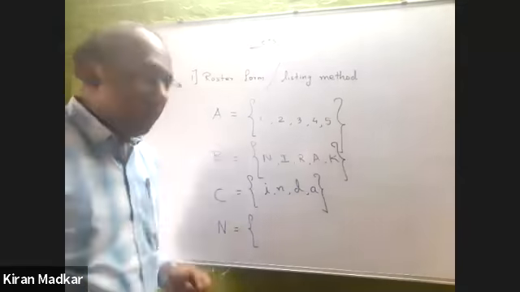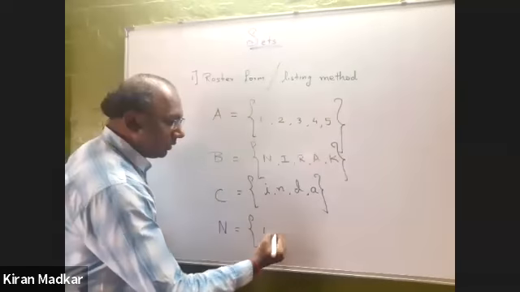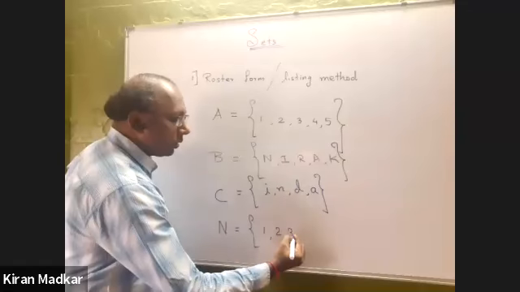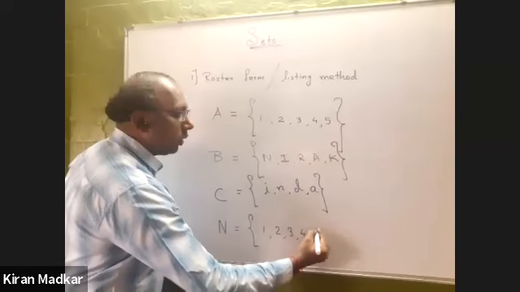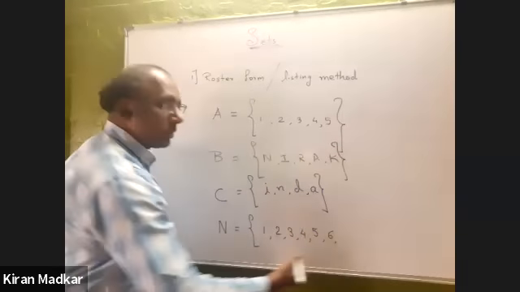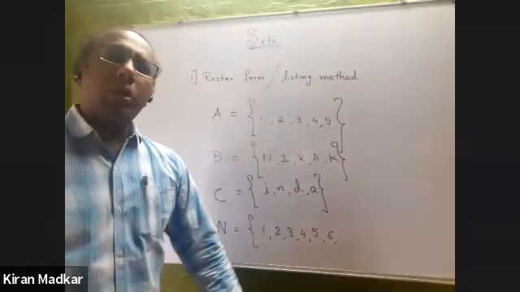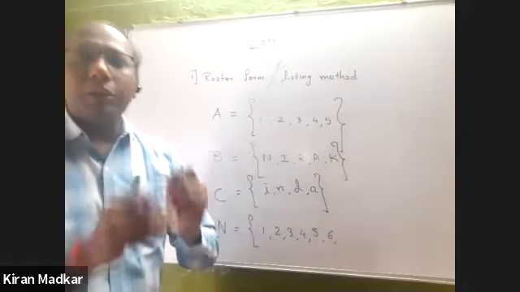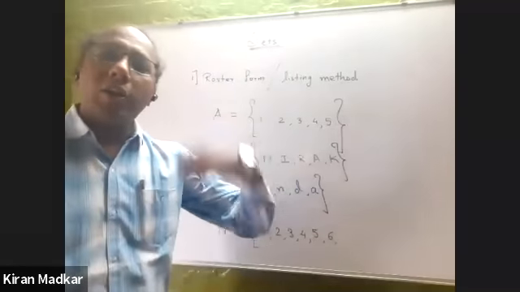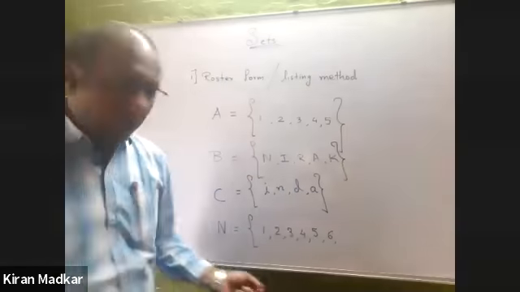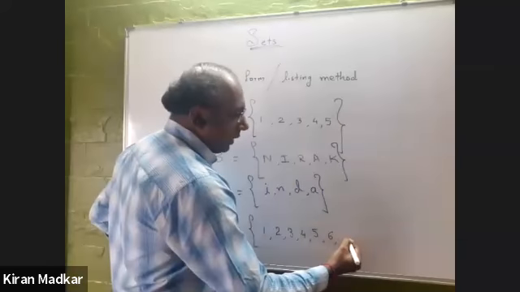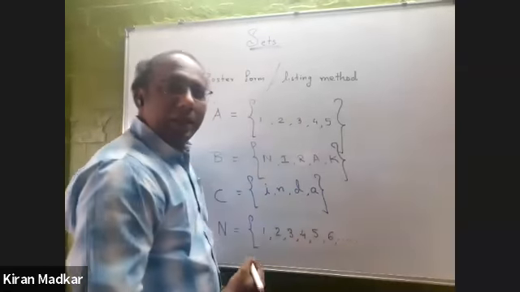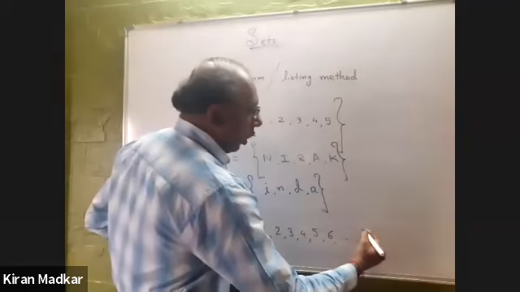And which are the elements you know? 1, 2, 3, 4, 5, 6. And where am I going to end? As we know, there is no end to the set of natural numbers because it goes on and on. So there is no end. Since there are many elements, I can just continue with dot, dot, dot, and then end it there.